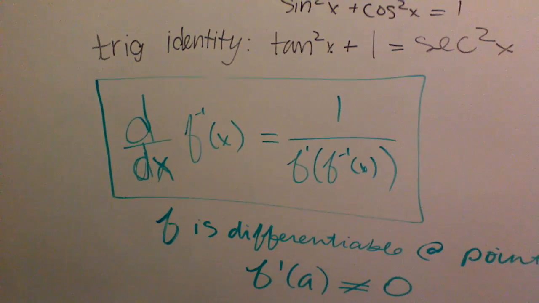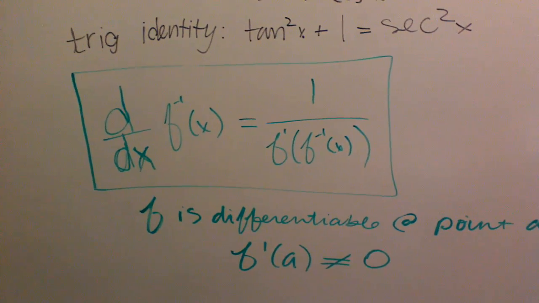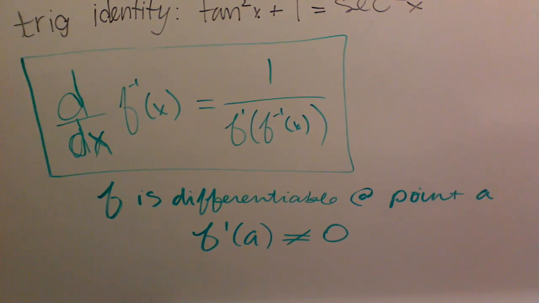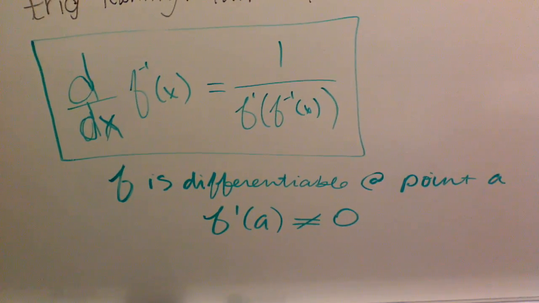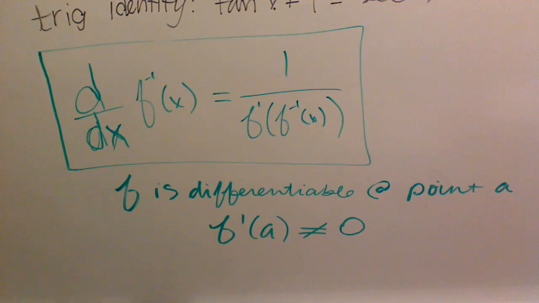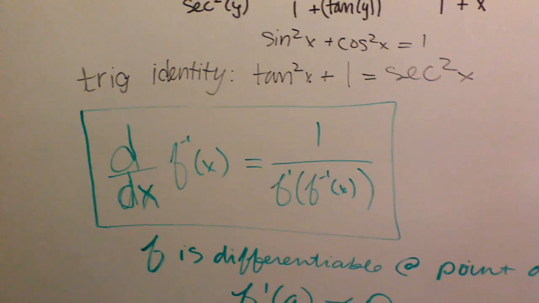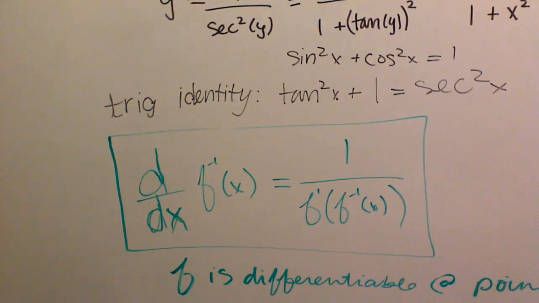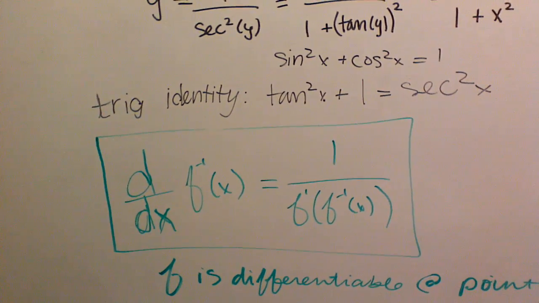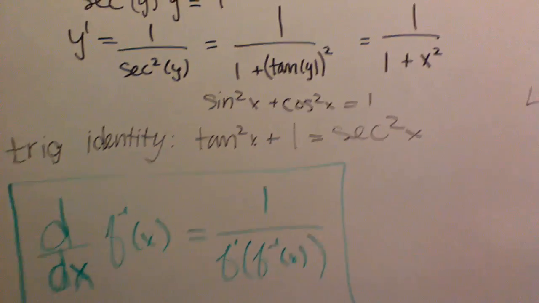And then the rules for finding the derivative of an inverse are that f must be differentiable at the point a, and then the derivative f prime of a cannot equal 0. And then basically if you take the derivative of an inverse, it's going to equal 1 over f prime of the inverse f of x.